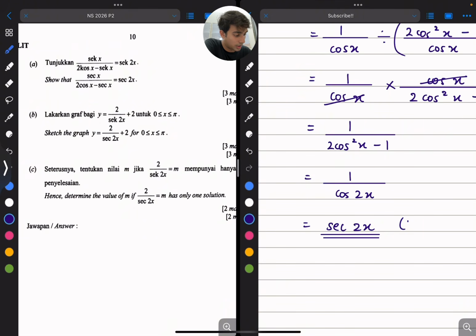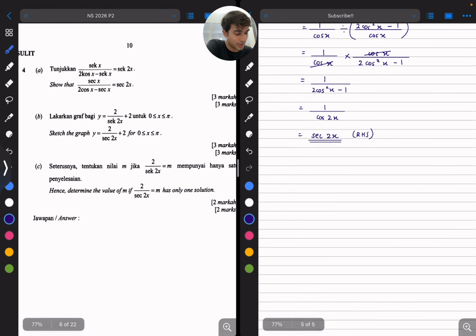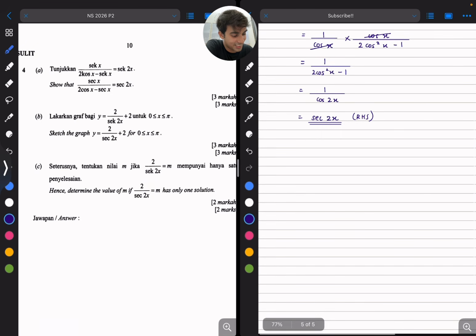Which is the right hand side. So this is how to prove your left hand side equals your right hand side. Proven, shown. You can write here shown. You want to put your signature here also can, but actually no need, just write like this enough already. Right, B, don't put your signature, I'm just joking.